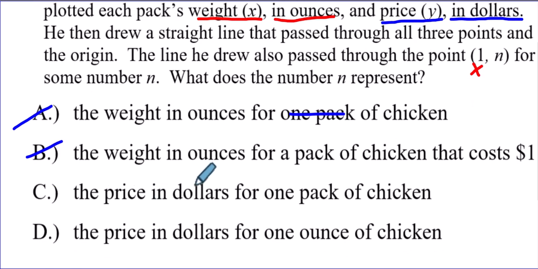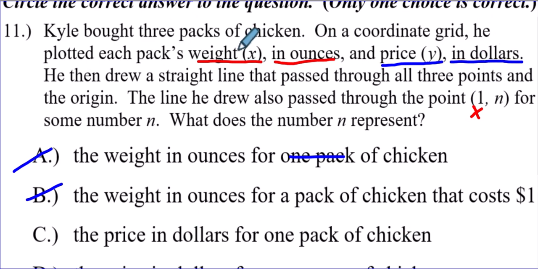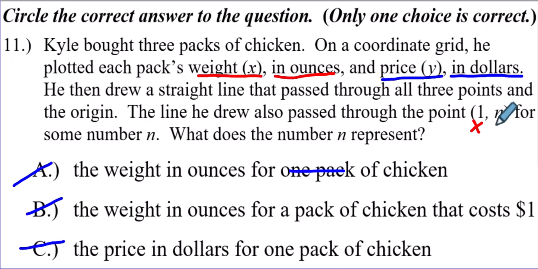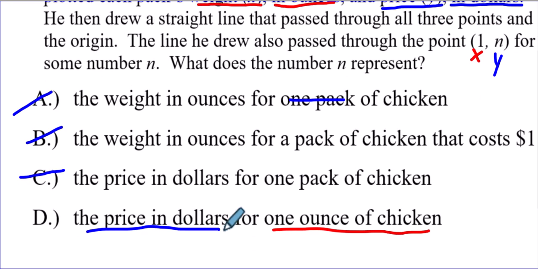The price in dollars for 1 pack of chicken. Is the 1 supposed to be 1 pack? No, it's supposed to be 1 ounce. The price in dollars for 1 ounce of chicken. Finally, we got 1 ounce of chicken, so that's the X of 1. And the N, is it the price in dollars for the N? Well, N is a Y, and the Y is supposed to be price in dollars. Yep. Ding, ding, ding, ding, ding.